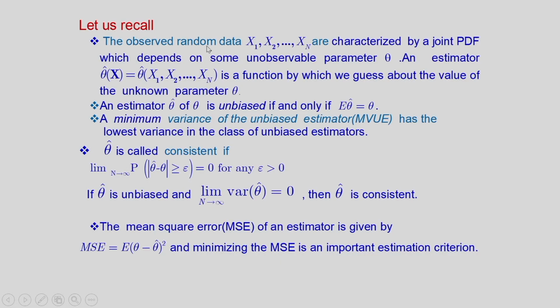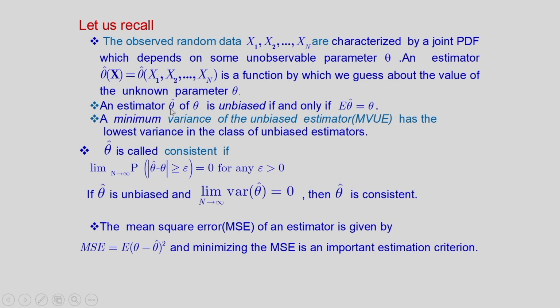Let us recall the observed random data x1, x2 up to xn are characterized by a joint PDF which depends on some unobservable parameter theta. An estimator theta hat of x is a function by which we guess about the value of the unknown parameter theta. So, corresponding to the random data, we have a PDF which is characterized by a parameter theta, and the estimator theta hat of x is a function by which we guess about the value of the unknown parameter theta.